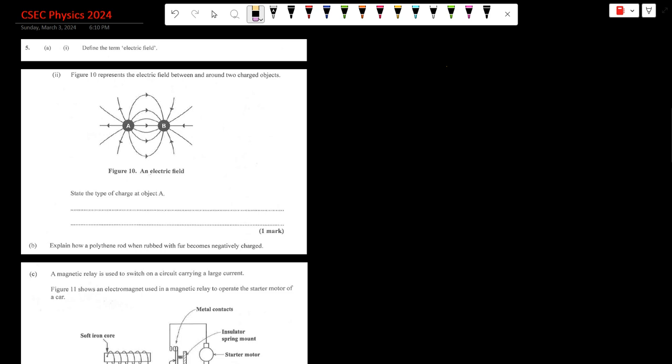So when there's no current flowing, or when it does not detect a current flowing, it is centered on zero. However, when it detects a current, the needle will then deflect. It may deflect to the right based on the direction of the current flow, or it may deflect to the left based on the direction of the current flow.